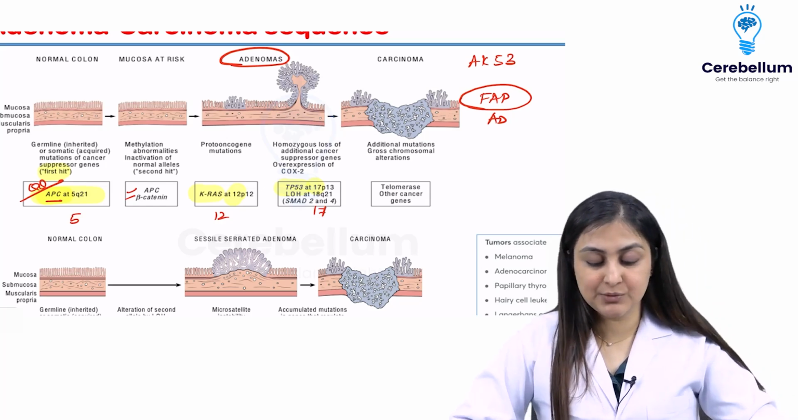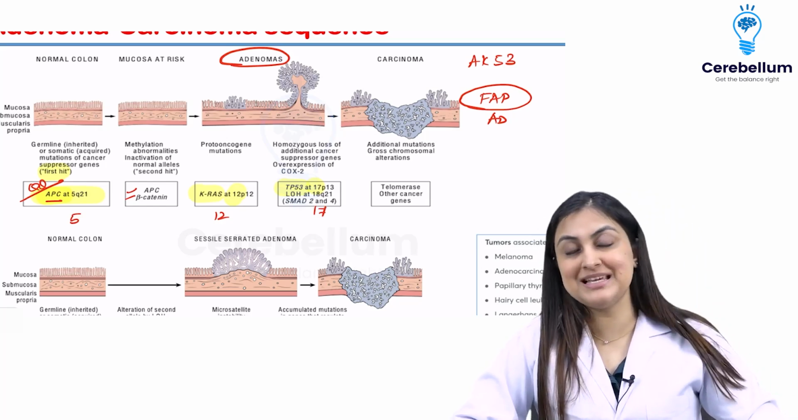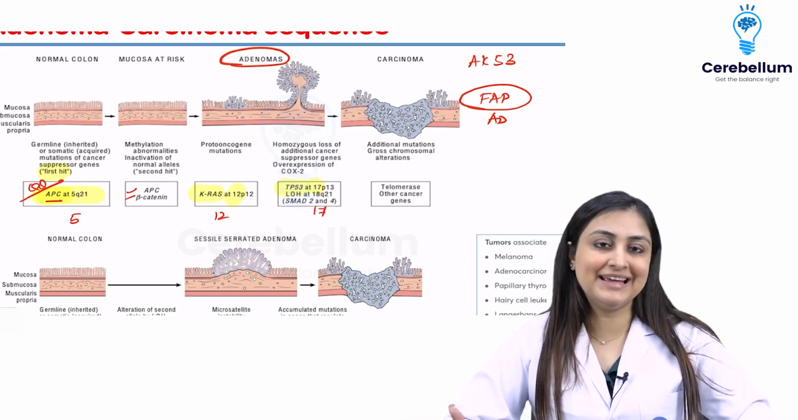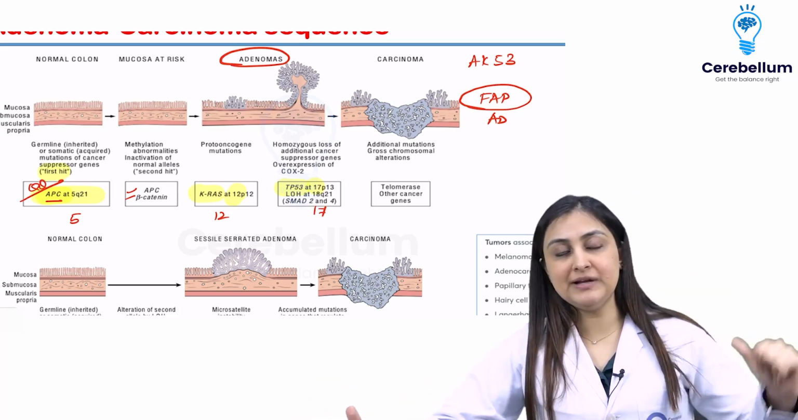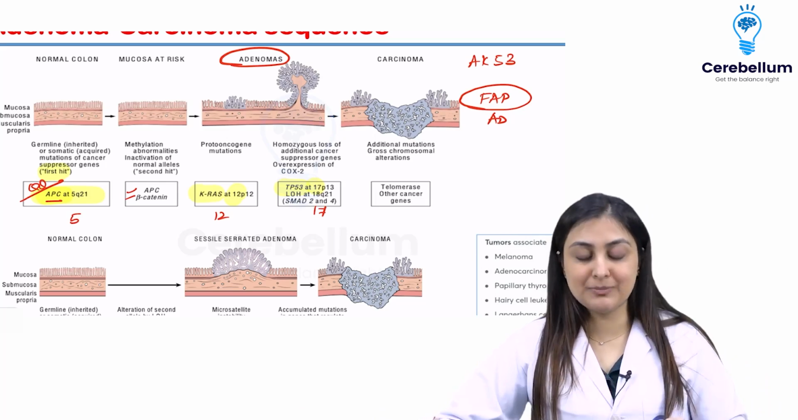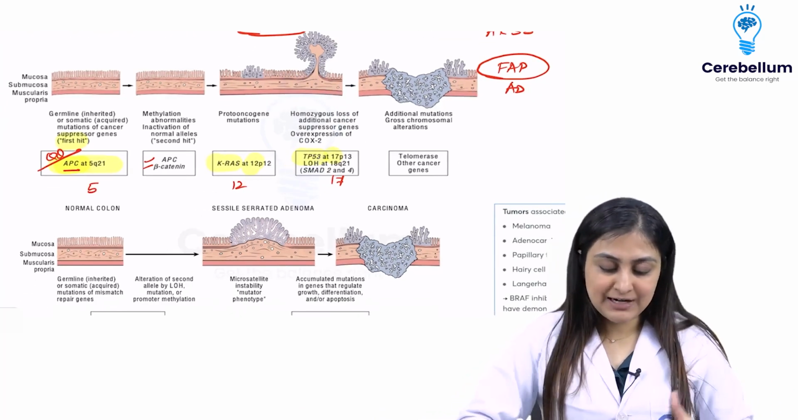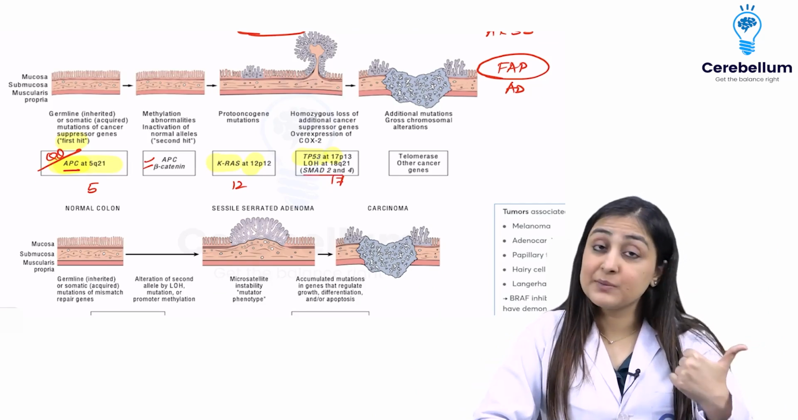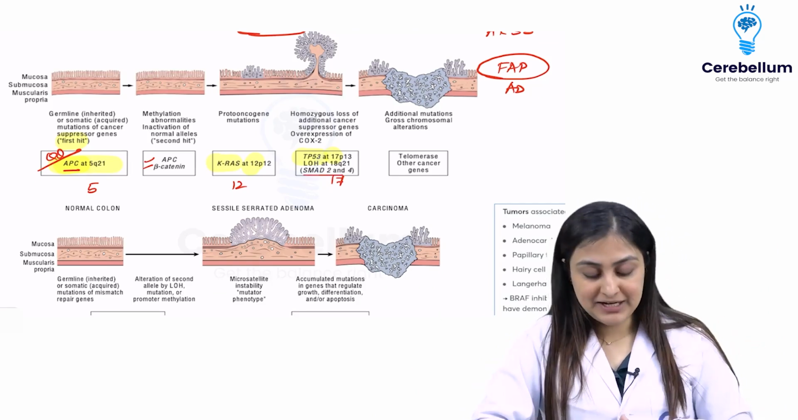Okay, apart from that, you can have other mutations as well. So the sequence is what is asked. So you just remember AK53, 2 hits of APC followed by KRAS followed by TP53. SMAD2 and 4 can also be associated, that we also saw with juvenile polyp, right?